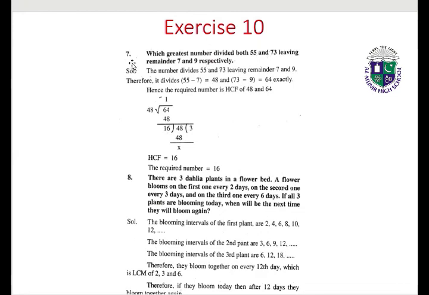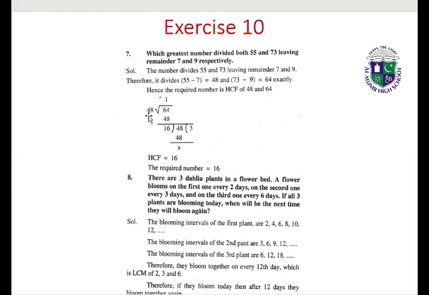Exercise 10, question number 7. Which greatest number divides both 55 and 73, leaving remainders 7 and 9 respectively? Solution: the number divides 55 and 73, leaving remainders 7 and 9. Therefore it divides 55 minus 7 equals 48, and 73 minus 9 equals 64. Hence the required number is the HCF of 48 and 64.